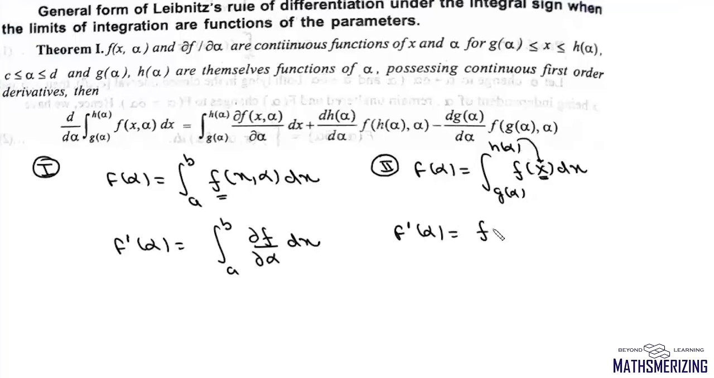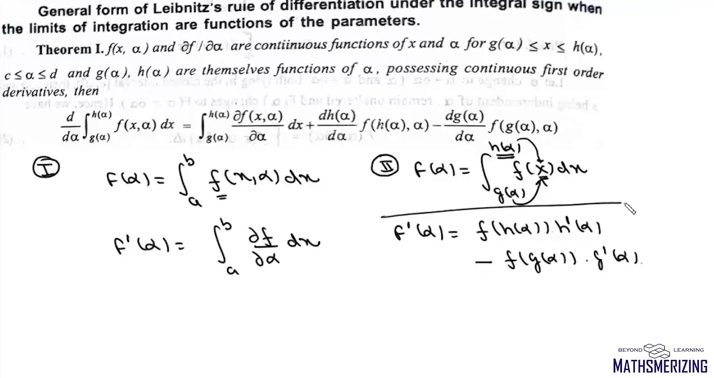now in place of x, we'll write this upper limit. So it'll be f of h(alpha) into the derivative of the upper limit, so it'll be h dash alpha, and then minus, now we'll put the lower limit. So it'll be f of g(alpha) into g dash alpha. So that is the second form of Newton-Leibniz formula.